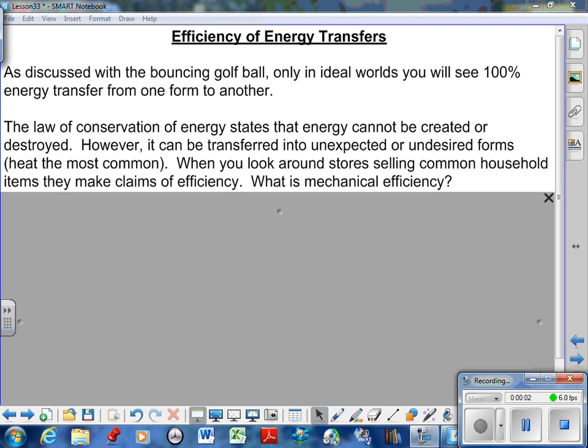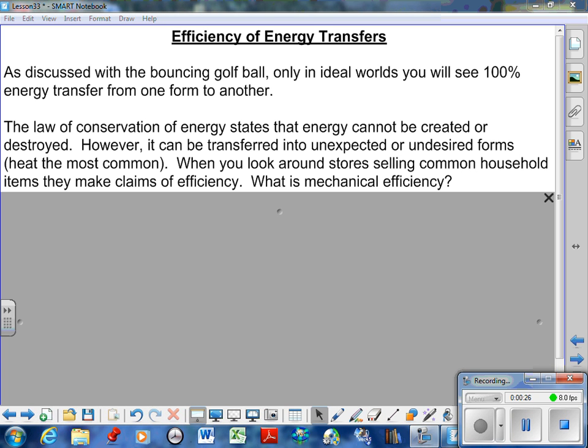So the second part of this, the power lesson, talks about efficiency of energy transfer. So what is the efficiency level of that power? We talked about the bouncing golf ball earlier when we were talking about conservation of energy. In a perfect world, if there was 100% transfer, we would have the bouncing ball returning to its original height. However, not true, because we have sound and heat transfers.